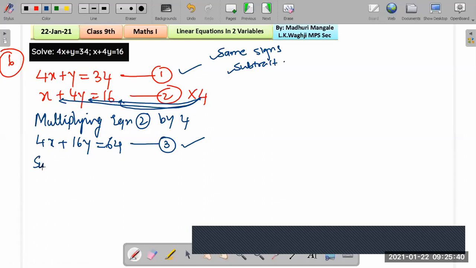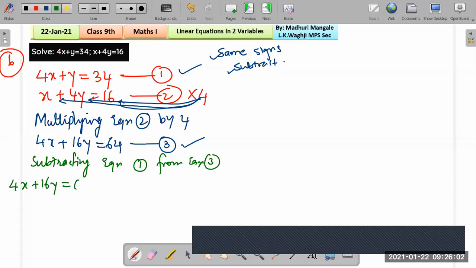So here we are subtracting because only then the x terms will get crossed out. So subtracting equation 3, or let's do it the other way around, equation 1 from equation 3. So that will be 4x plus 16y equals to 64. 4x plus y equals to 34. And now you need to subtract.